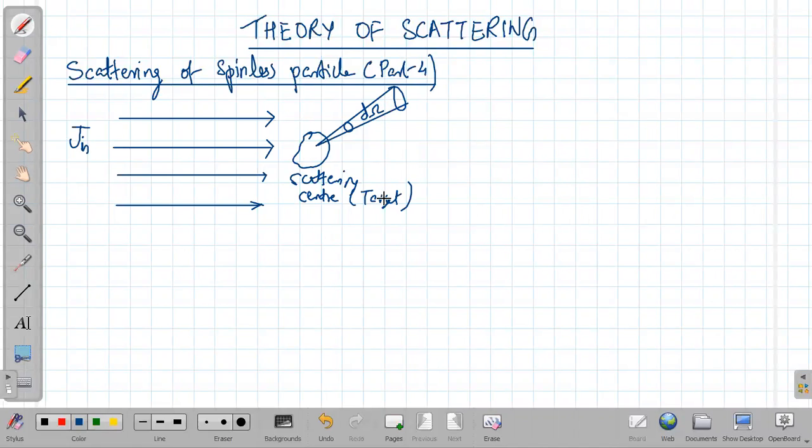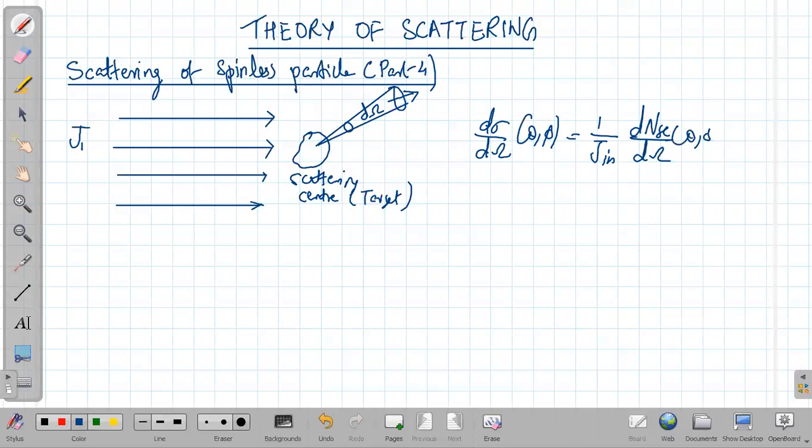And here we can define one important quantity called differential scattering cross section. So differential scattering cross section, denoted by symbol d sigma by d omega, is a function of theta phi, and it's defined as 1 by J_in times dN scattering by d omega. Here dN scattering by d omega is the number of scattered particles per unit time per solid angle d omega at an angle theta phi. So this is what is called the differential scattering cross section.